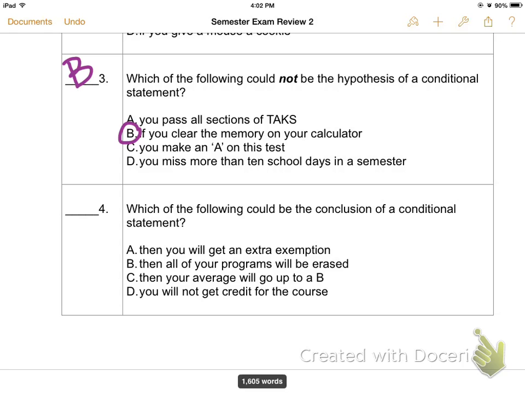Number 4, which of the following could be the conclusion of a conditional statement? Same thing as number 1. The conclusion cannot contain then at the beginning. So A, B, and C both contain then. So D is the only one that doesn't. So D is going to be your answer.